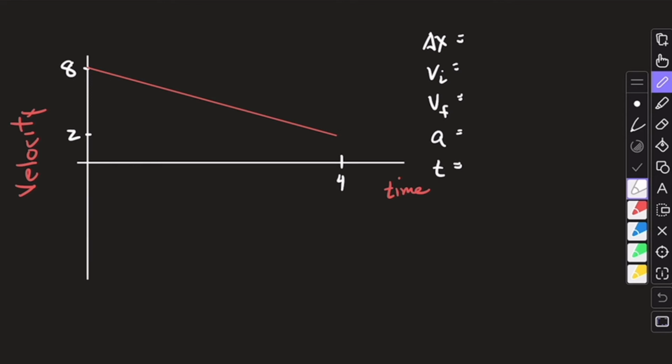All right, West, give me the velocities. The initial would be 8 meters per second, and the final would be 2 meters per second. They're both positive though, right? Yes. Excellent. And let's see, Marco, can you give me what the time was? That's 4 seconds. Good, good.